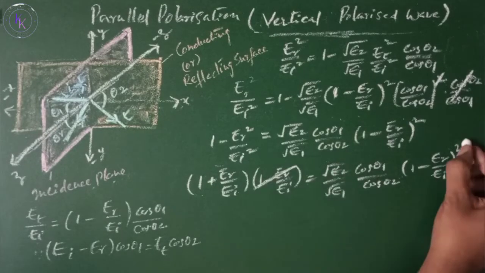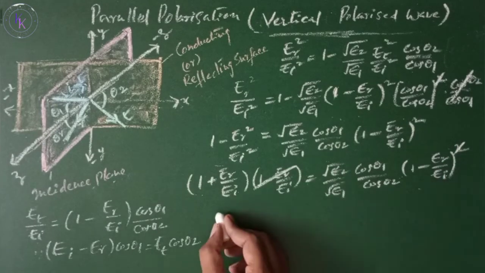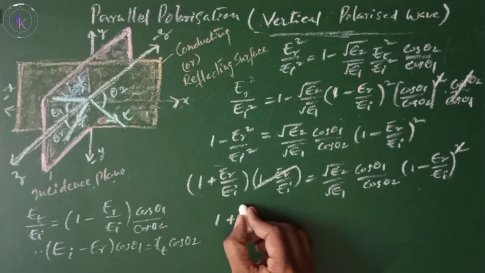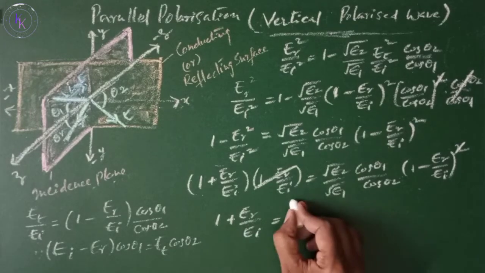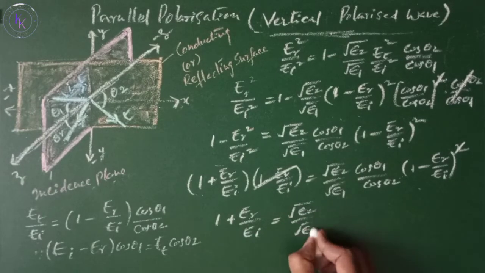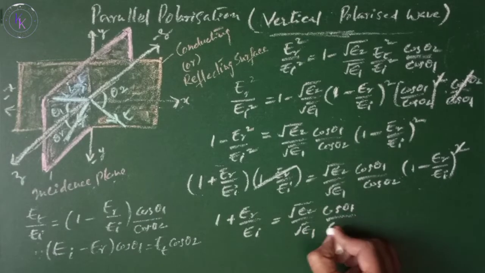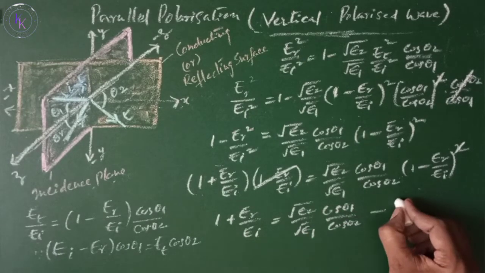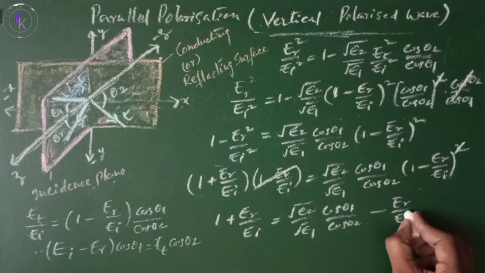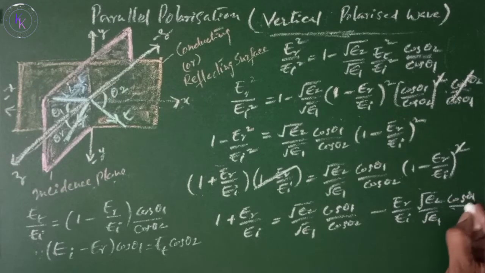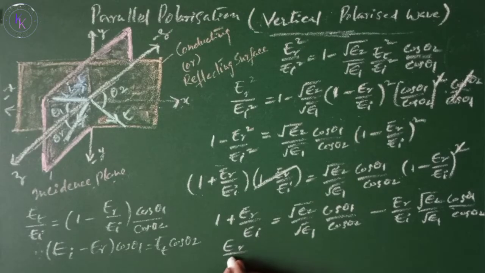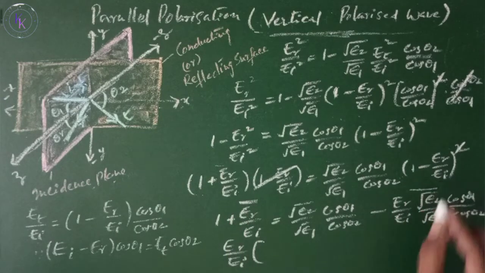Now this term and the square term cancel, so a single term remains. Then this one, 1 plus Er by Ei equals, now I am multiplying this, square root of epsilon 2 divided by square root of epsilon 1, cos theta 1 divided by cos theta 2, minus Er by Ei, square root of epsilon 2 divided by square root of epsilon 1, cos theta 1 divided by cos theta 2. Now I am taking the Er terms to one side, that is Er by Ei, and taking Er by Ei common. So these are the two terms.